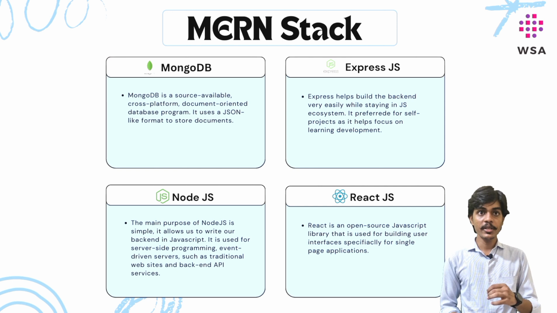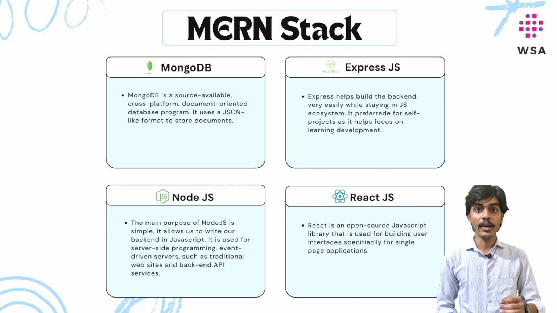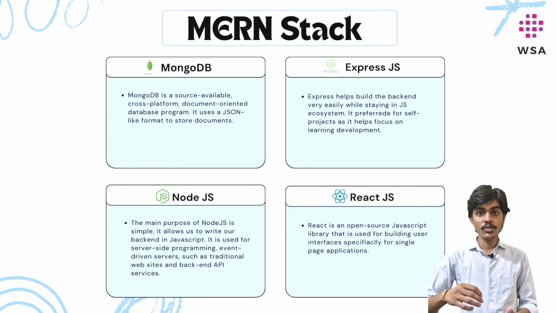MongoDB is a source-available cross-platform document-oriented database program. It uses JSON files, because in MongoDB we can directly use a JSON file and upload or import the file, and it works properly. And E stands for Express.js.